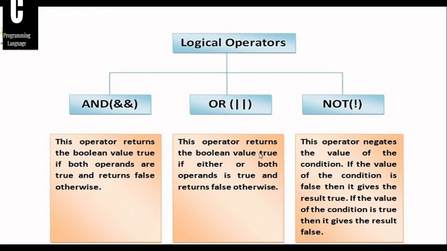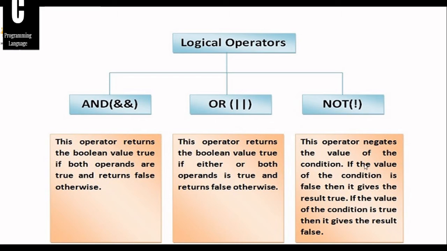Next one is the OR operator. This operator returns the Boolean value true if either or both operands are true, and it returns false otherwise. In the AND condition, both conditions must be true, but in the OR condition, if either of the conditions is true, then it will return true.